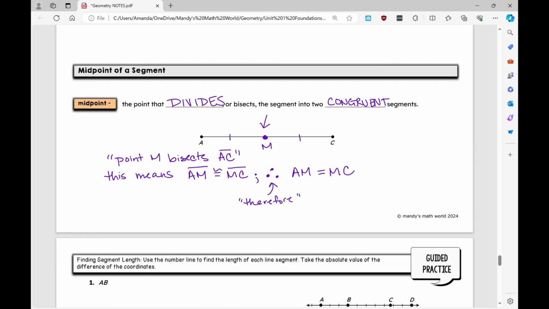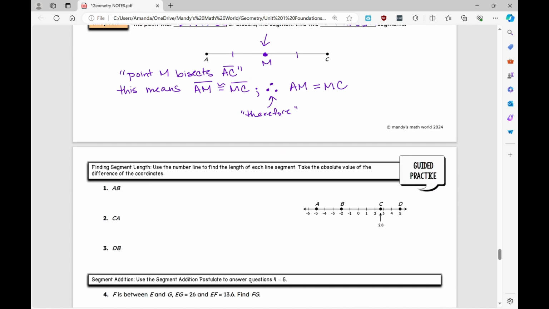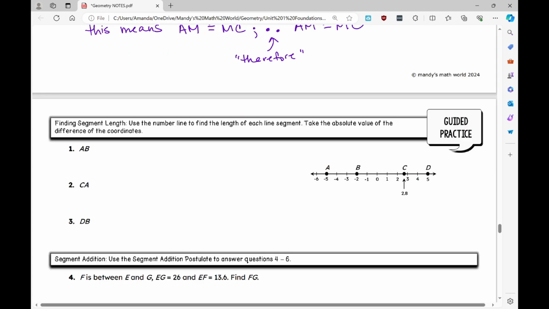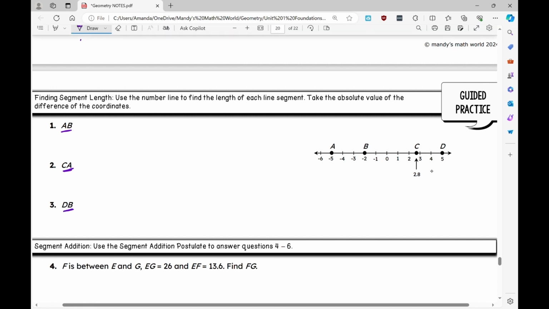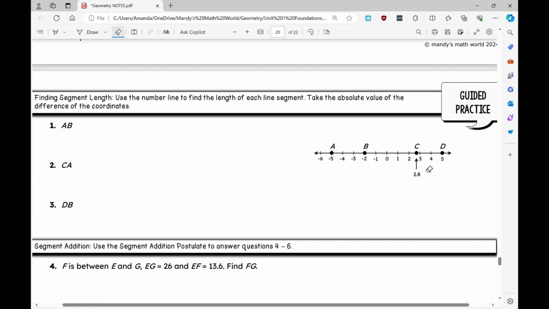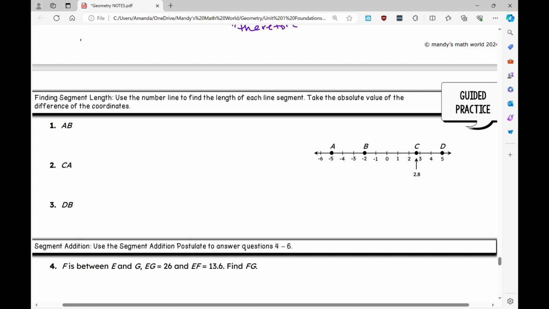So let's get started on some examples. We have several examples today. The first, I have this number line over here with some points on it, and we're going to find the segment length. We're going to find the length of AB, the length of CA, and the length of DB. And I know I'm finding the length because I don't have a bar over those two capital letters. So how are we going to do this? We're going to take the absolute value of the difference of the coordinates.